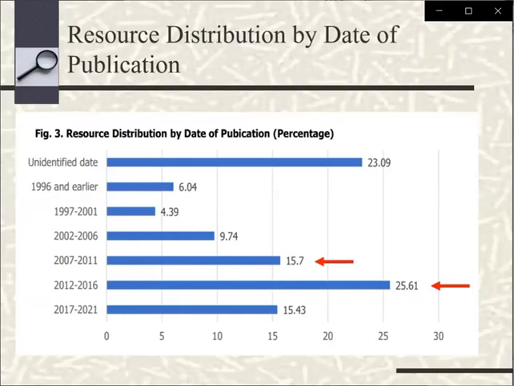that is 15.70%, as well as resources published between 2007 to 2011, that is 15.43%. However, materials with no or unidentified publication date comprise the second highest percentage with 23.09%, the majority of which were websites.